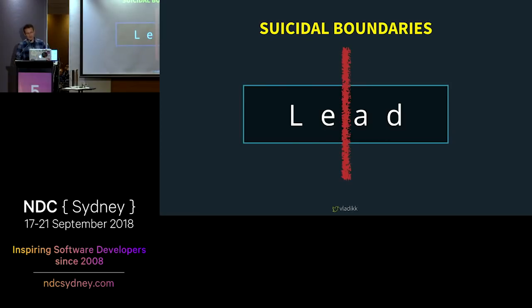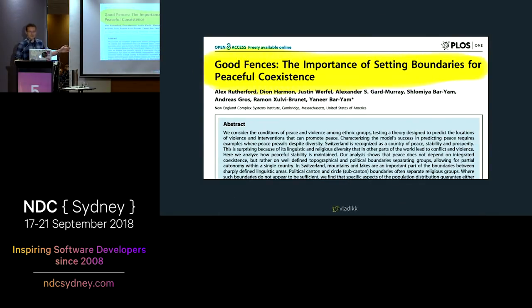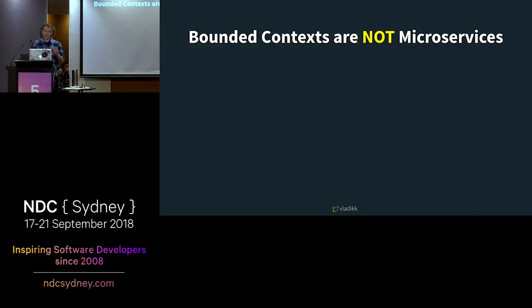That's it. But seriously, as this paper says, correct boundaries are important for peaceful coexistence of systems and teams in our case. So after trying out many ways of doing it, I want to show you the strategy for setting the boundaries that we are using right now. First of all, we have to understand that despite the fact that they have been used interchangeably lately, bounded contexts are not microservices. Each microservice is a bounded context, but not each bounded context is a microservice.